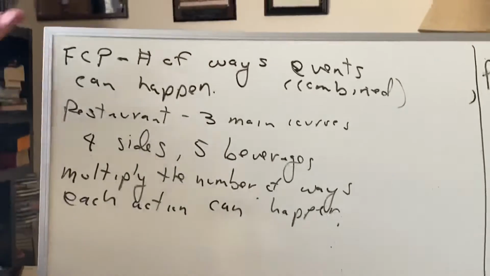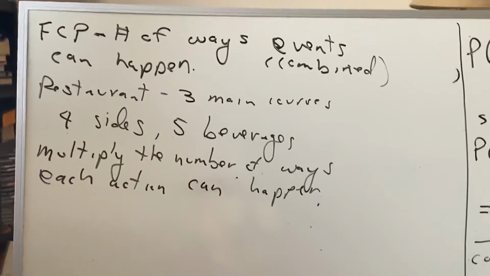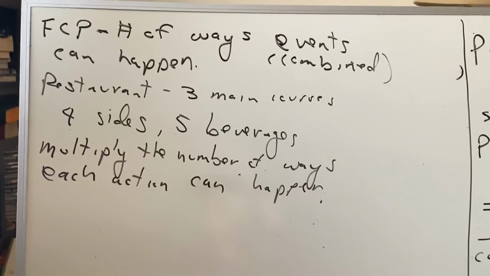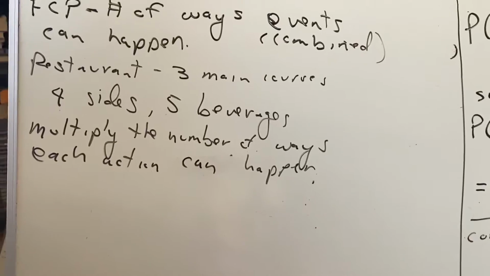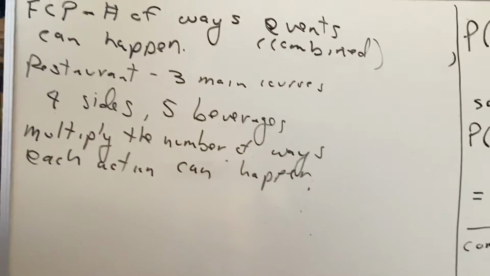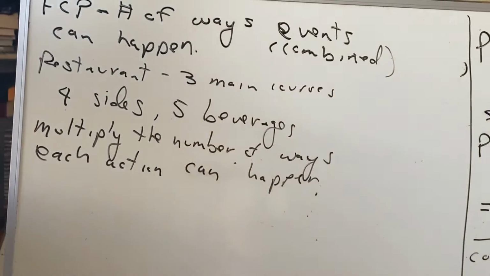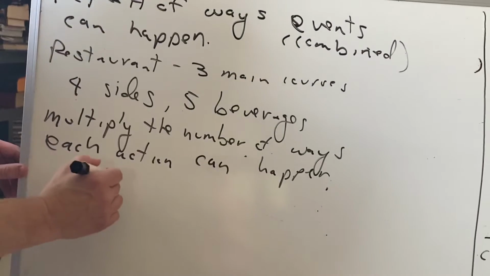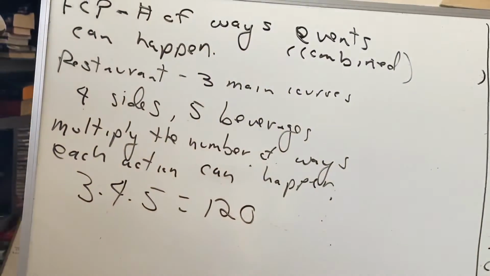All right, so you go to a restaurant, and if you're a little bit like my wife, she likes to take her time deciding. Is that okay, honey, that I said that? So how many different choices are there?